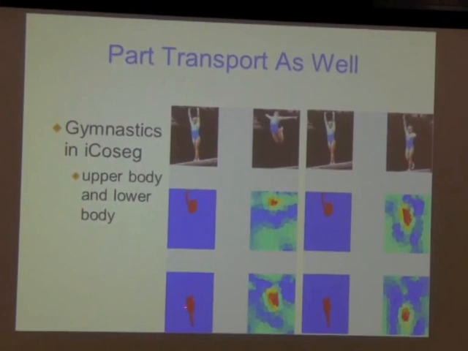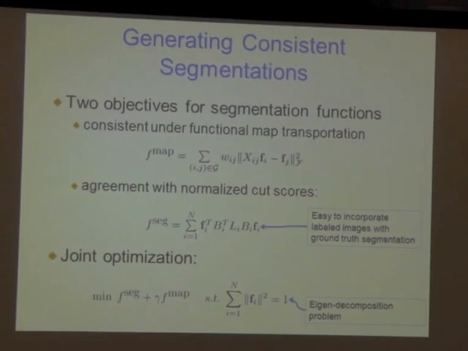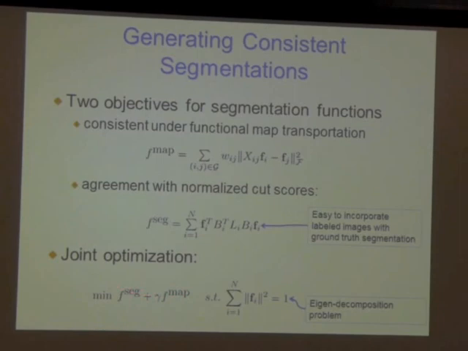Once we have these functional maps, the ultimate goal, of course, is to produce segmentations. And now what we are trying to find is functions living on each image that do two things. One is are coherently transported by the network, and two, agree with normal classical computer vision segmentation cues, like graph cuts. And again, we can solve this as an optimization problem that combines these two terms, the consistency of the maps here and the local segmentation quality. And again, this becomes an eigen decomposition problem that can be solved, and that is how we approach the problem.